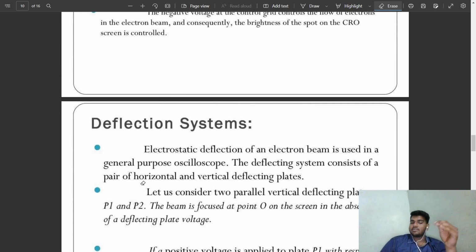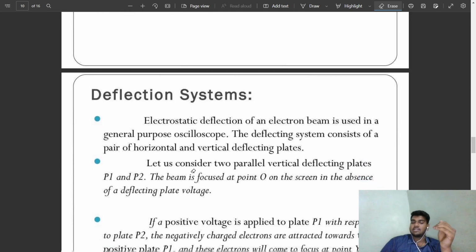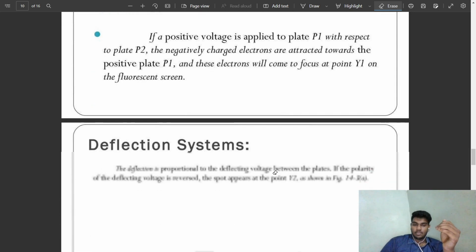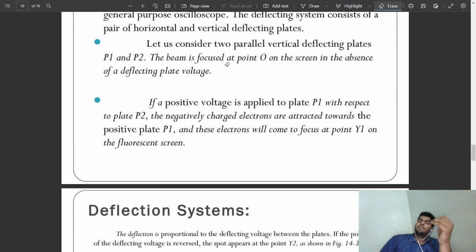The deflecting system consists of a pair of horizontal and vertical plates. Let us consider two parallel vertical plates. Let these be P1, P2. The beam is focused at the point O on the screen in the absence of any voltage, which is the center point O. If a positive voltage is applied to plate P1 with respect to P2, the negatively charged electrons are attracted towards the positive plate P1, and these electrons focus at the point Y1 on the fluorescent screen.